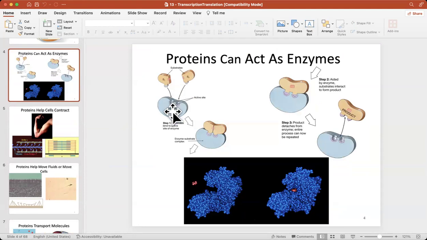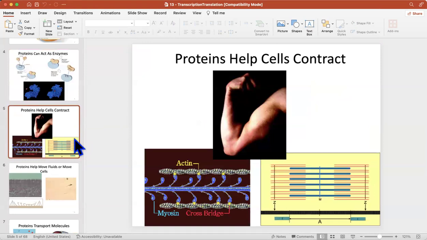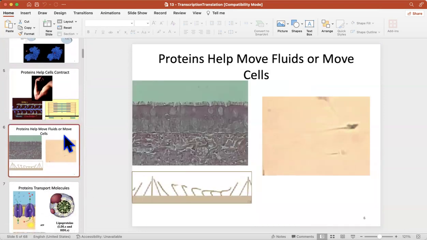Protein can work as an enzyme to trigger the chemical processes that happen in the body. And protein can help cells contract. So this is the microfiber of the muscle, this whole structure called sarcomere. When you take AP1, you will learn this structure and how they slide, how they glide, and the whole sarcomere gets shorter. So protein helps contract.